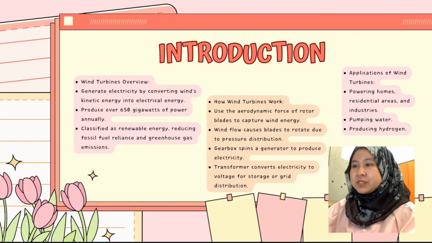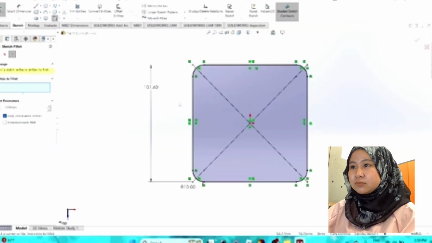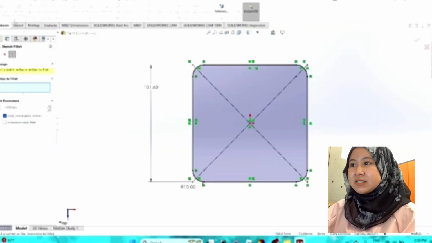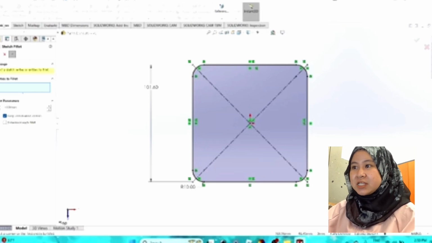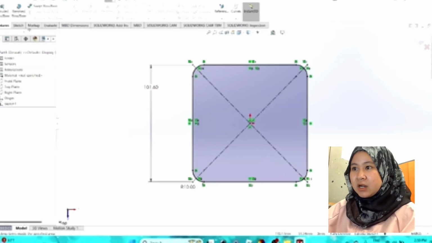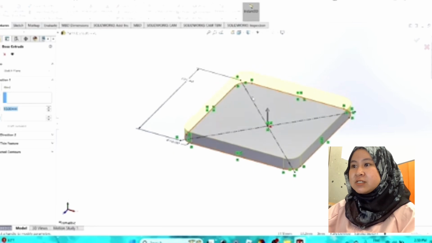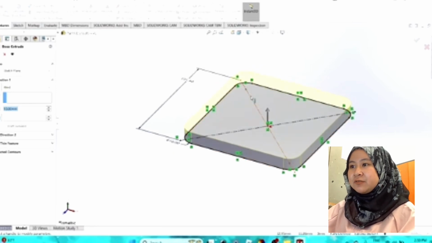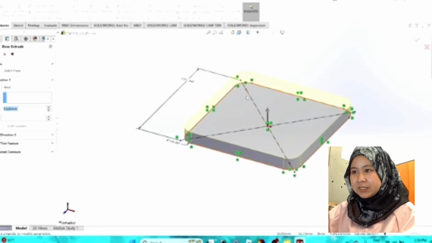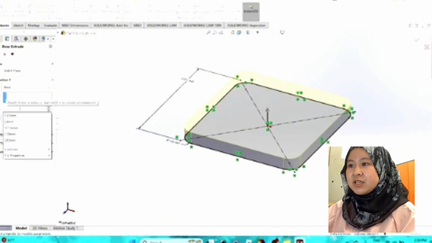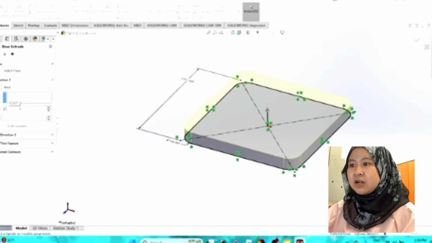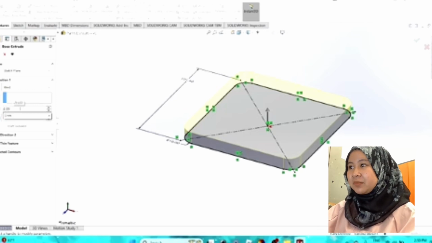I would like to present about the wind turbines overview. Wind turbines can generate electricity by converting wind's kinetic energy into electrical energy. It can produce over 650 gigawatts of power annually. It also can be classified as renewable energy, reducing fossil fuels reliance and greenhouse gas emissions.